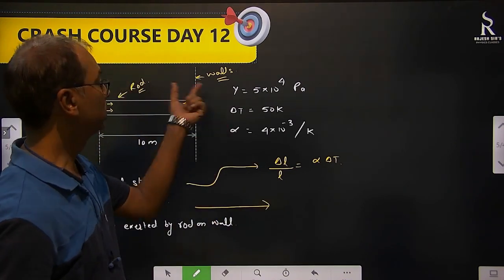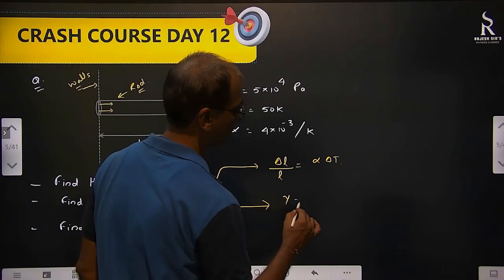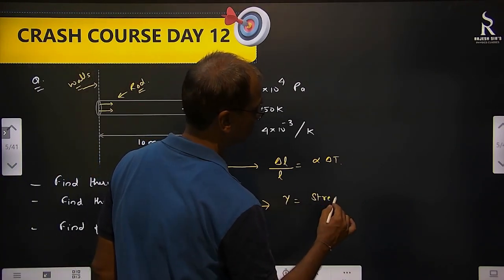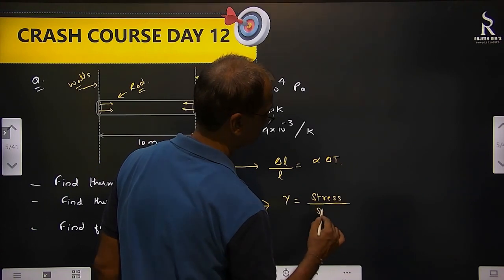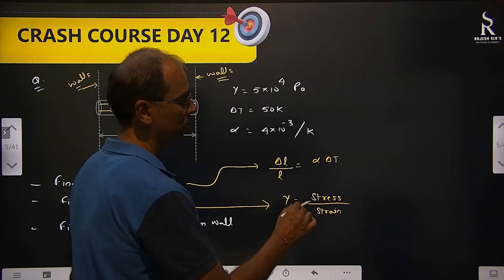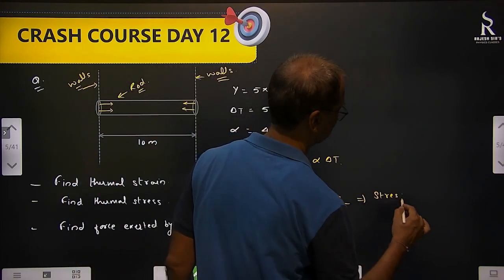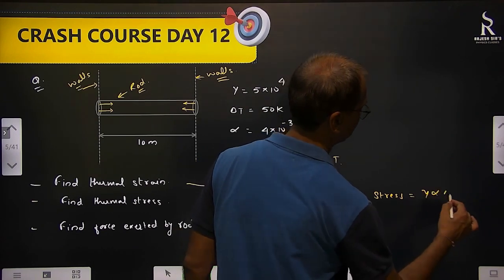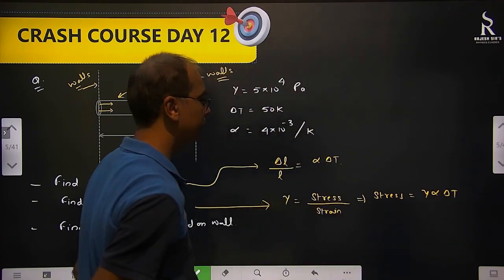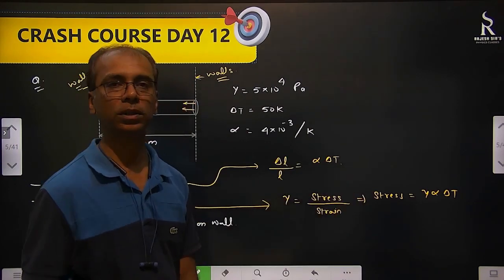And in this one, Young's modulus is also given. So Young's modulus is what? We know that stress by strain. Now here it is thermal stress by thermal strain. So strain you already got. So stress will be what? Stress is equal to Y alpha delta T. So just Y we have to multiply. Delta L by L you have calculated already. Multiplied with Y, you got stress.